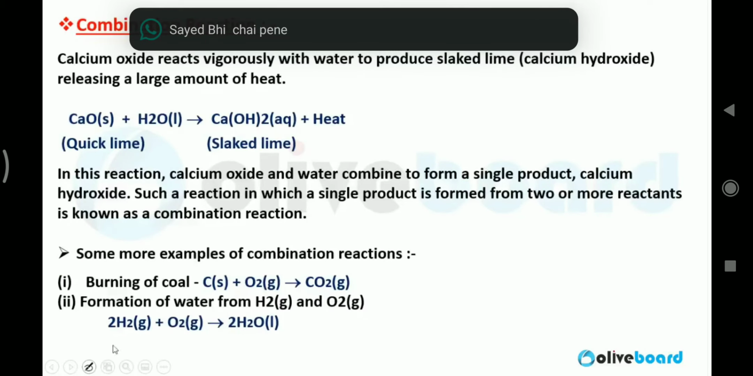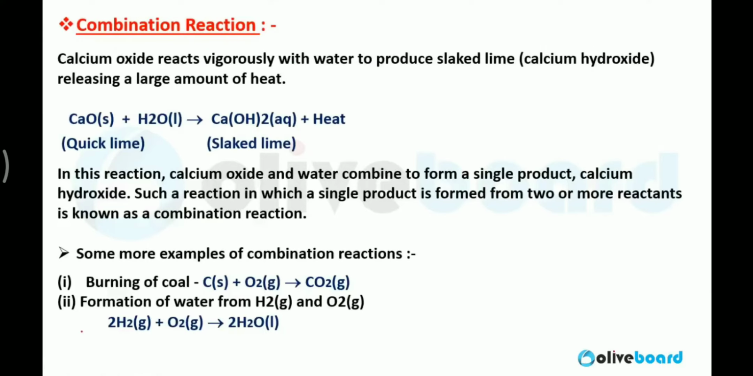Combination reaction, from the name itself, a reaction in which a single product is formed from 2 or more reactants is known as a combination reaction. Very, very easy. Combination means something is getting combined. So such a reaction in which a single, combined product is formed from two or more reactants is known as a combination reaction.